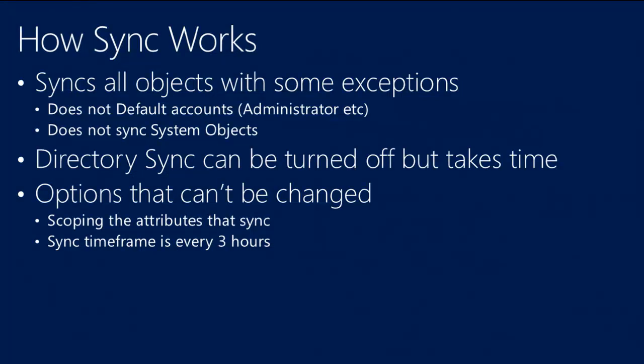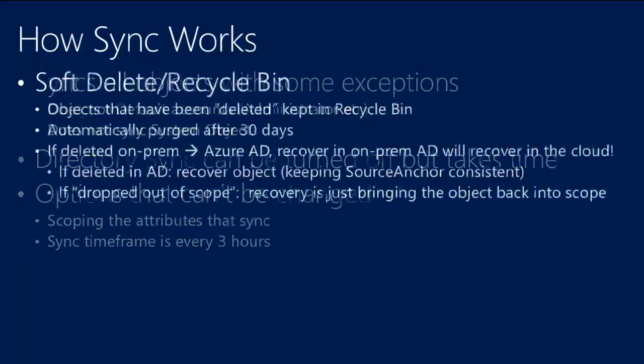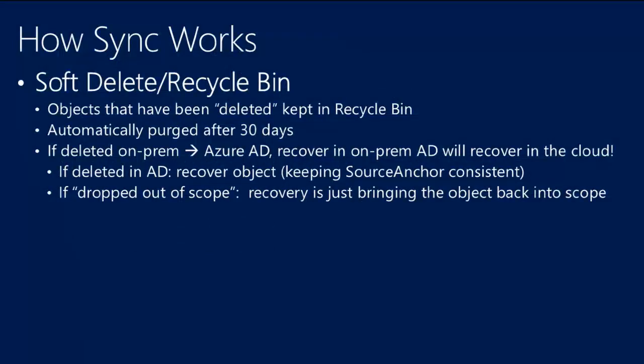And some of the things that can't be changed, which we get asked about a lot. So again, you can't decide which attributes sync to the cloud. By default, we synchronize everything that we need. You can't really go and pick and choose. The second is we synchronize every 3 hours. What that actually means is we sleep for 3 hours, grab all the changes, push those to the cloud, sleep for 3 hours, wake up, grab the changes, push to the cloud, and all that. So that's something else that can't be changed to this point. And the last concept here is we now have support for sort of a recycle bin.